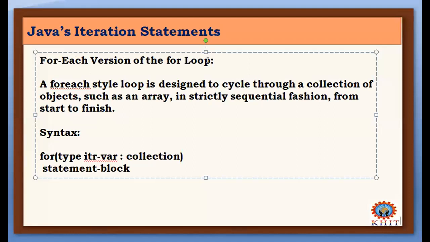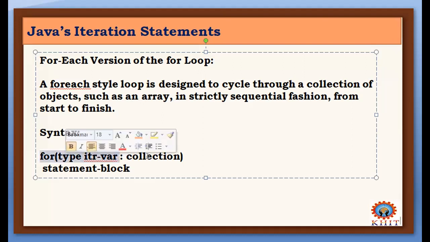The for each version of the for loop. The for each style loop is designed to cycle through a collection of objects such as an array in strictly sequential form from start to finish. We use for each on arrays, or on collections of objects. How it works: see here the syntax of the for loop. I write for, then an iteration variable, like int x, int y or int z, some variable we need to take here.